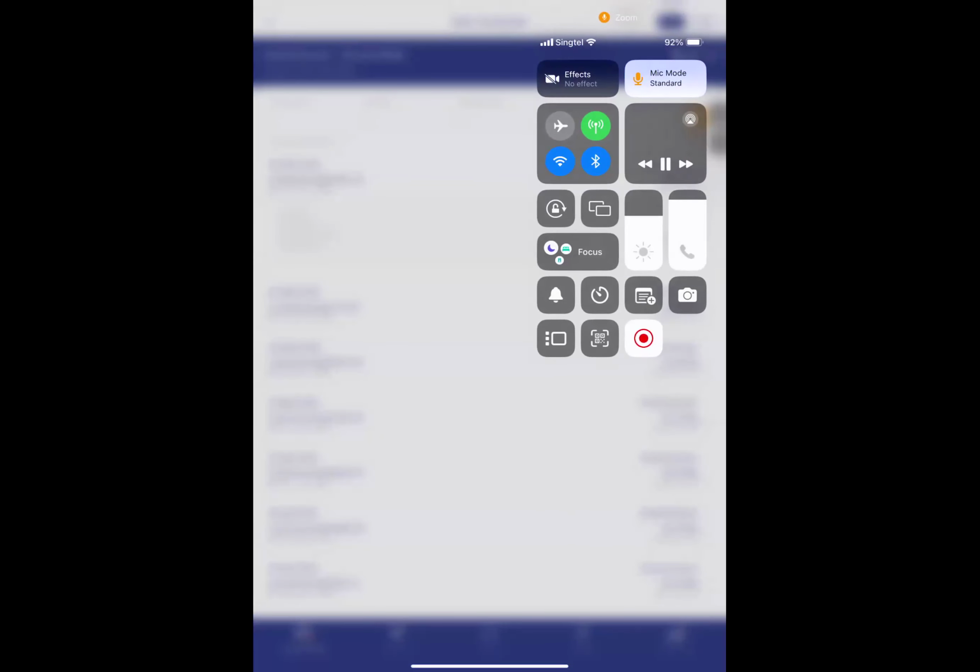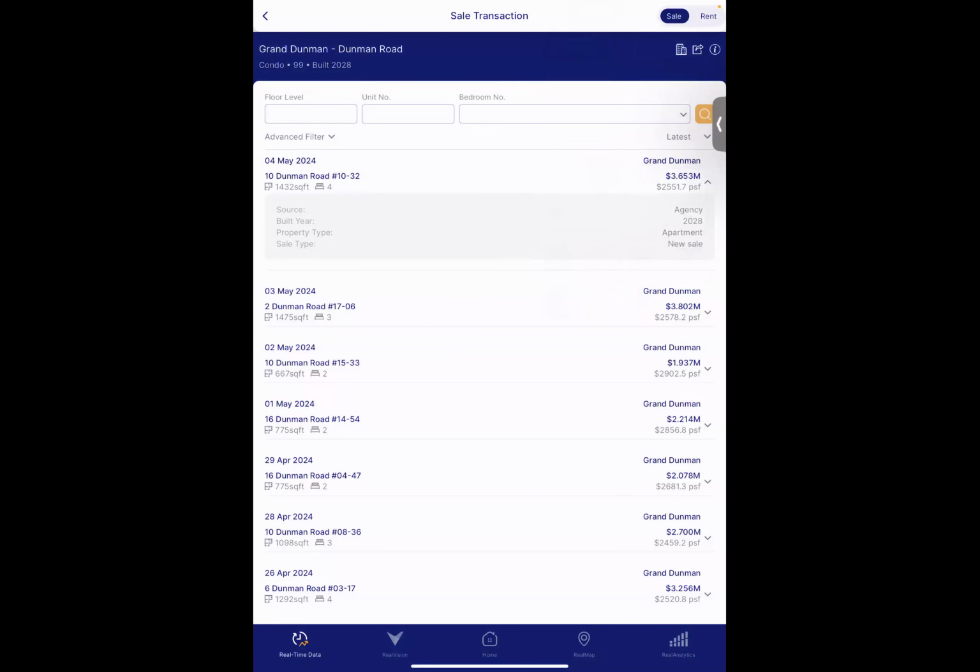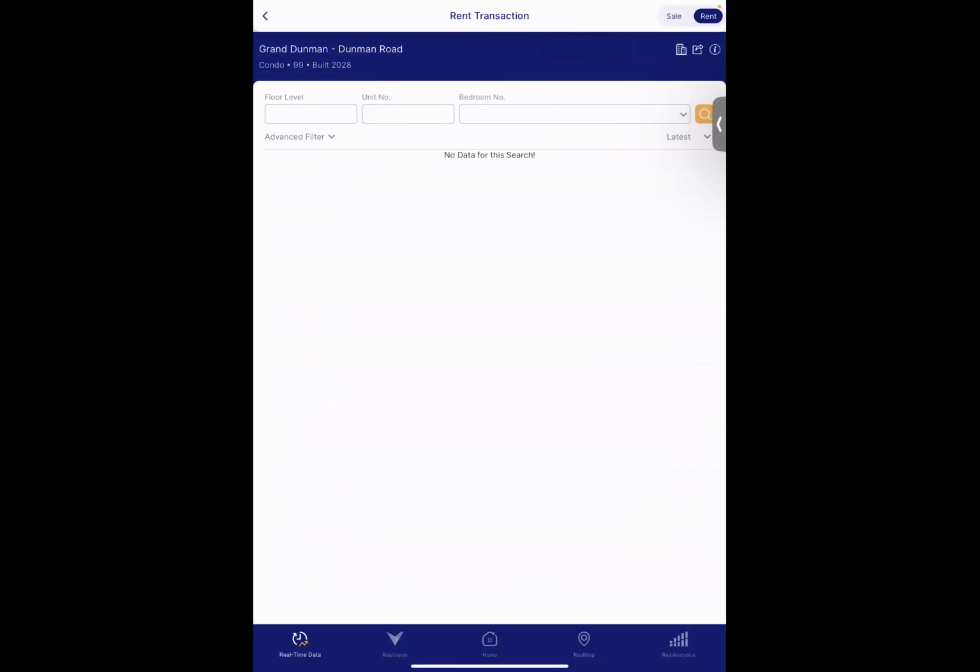Today is what date? Let me check today's date. Today is the 7th. So 3 days ago, there was a transaction for block 10, unit number 1032. So it's very, very updated. For sale, for rent, of course, it hasn't been built yet, so no rental.